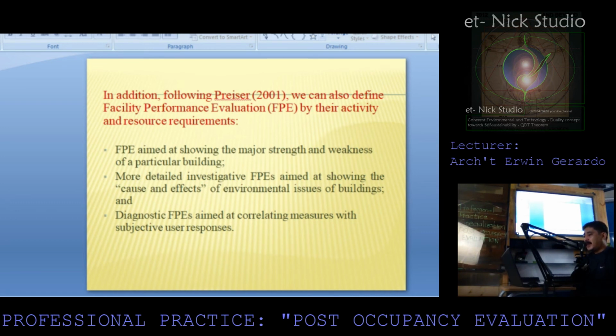Facility performance evaluation is aimed at showing the major strengths and weaknesses of a particular building. Next is a more detailed investigation using facility performance evaluations aimed at showing the causes and effects of environmental issues of buildings. And lastly, diagnostic facility performance evaluations aimed at correlating measures with subjective users' responses.